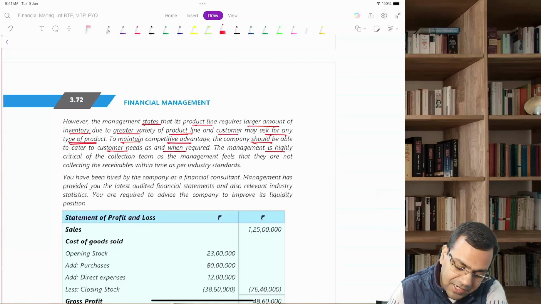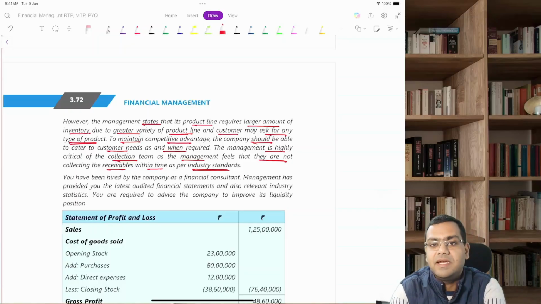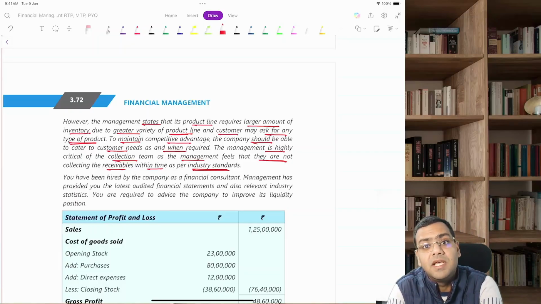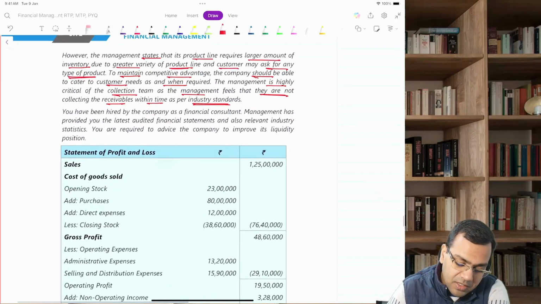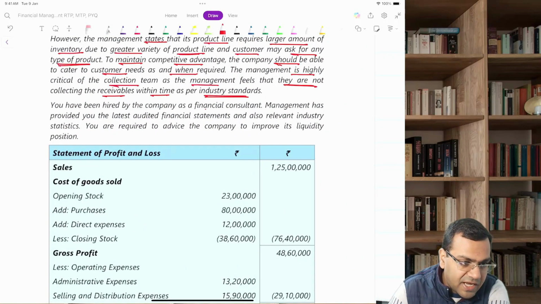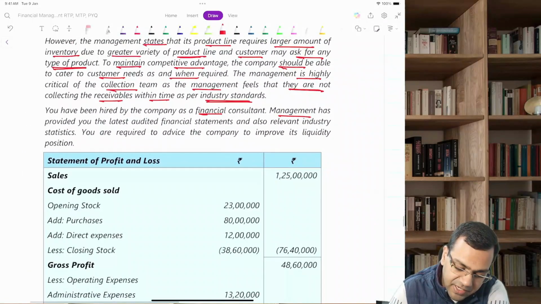The management is highly critical of the collection team as the management feels that they are not collecting the receivables within the time as per the industry standards. Now the management says the problem is with the collection team. They are not collecting the receivables in time. That is the major problem. You have been hired by the company as a financial consultant. The management has provided you with the latest audited financial statements and also the relevant industry statistics. You are required to advise the company to improve its liquidity position.